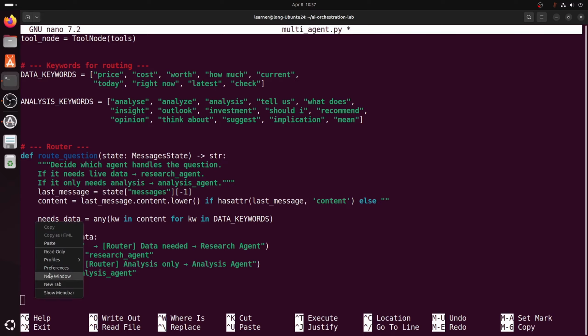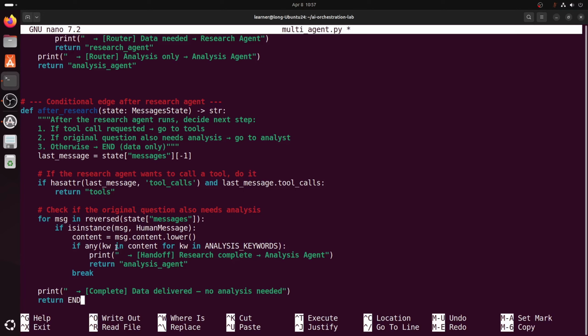And the after-research decision. This is the second routing point. After the research agent finishes, we check, did the original question also ask for analysis? Keywords like "tell us" or "what does it mean"? If yes, hand off to the analyst. If no, go straight to end. This gives us all three paths in one graph.